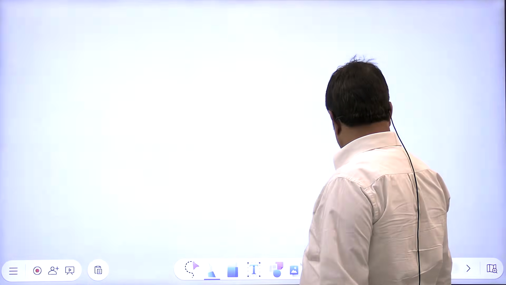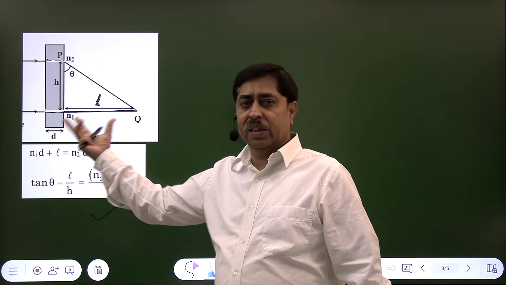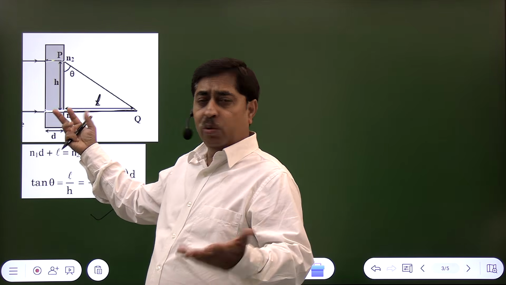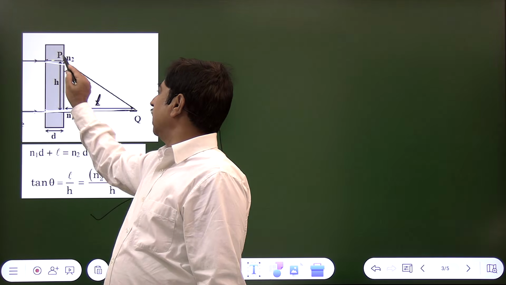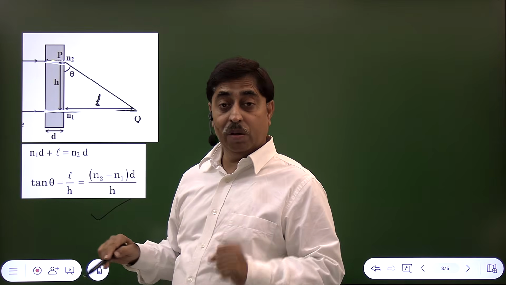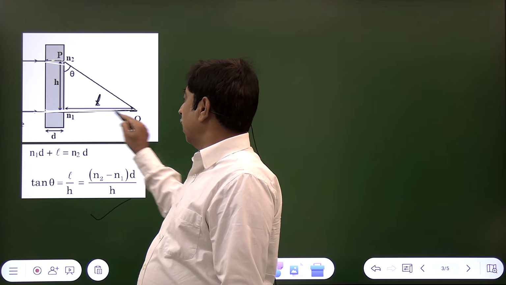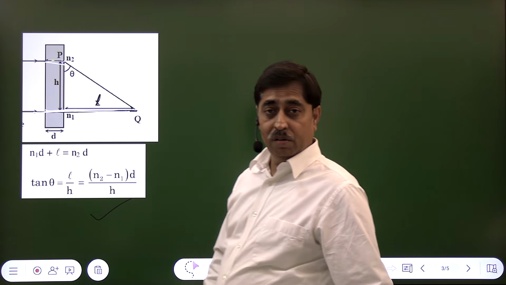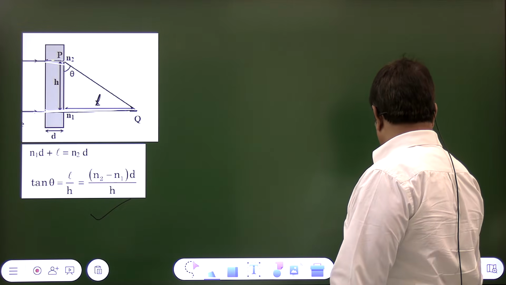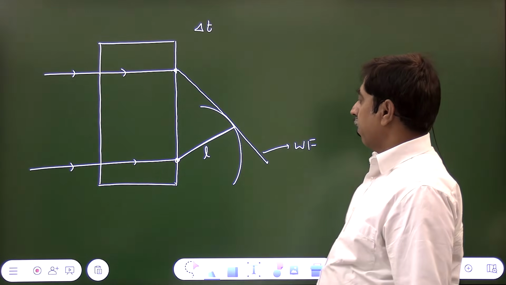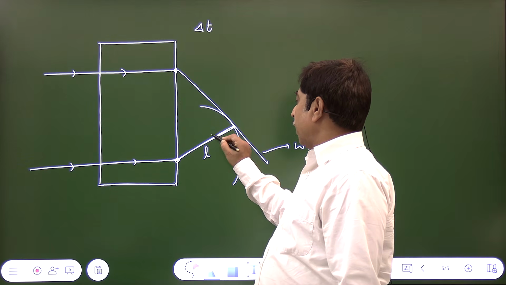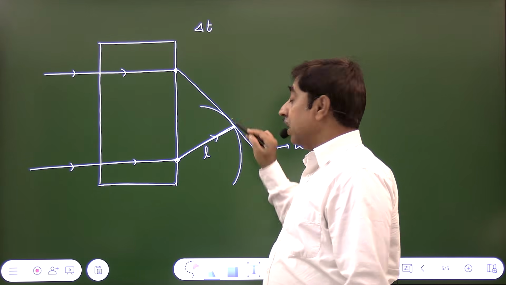So the mistake that is obvious here in this kind of diagram is you think that these are the rays and this is the wavefront. How can it be possible? If this is a wavefront, then how can this be a ray? A gross error. That is not possible. So ray is always perpendicular to wavefront. If this is wavefront, this is the ray.